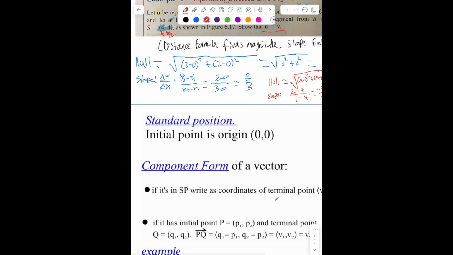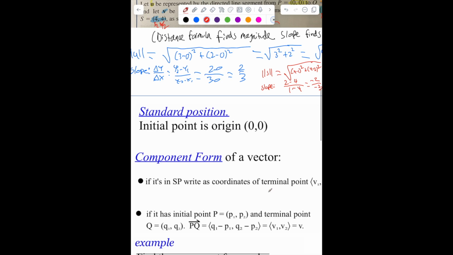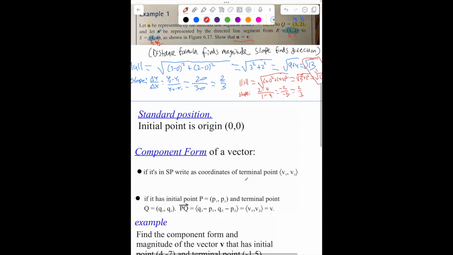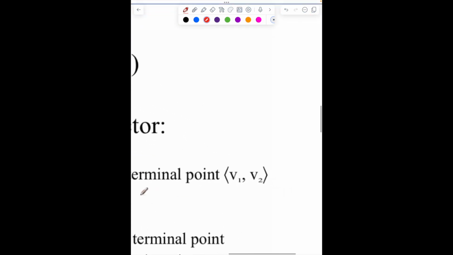So looking at the standard position, if it starts at 0, 0, if its original initial point is 0, 0, we call that standard position. And if it is in standard position, then we write it in what's called the component form. Really all we're looking for is the ending. Because we know it starts at 0, 0, I want to know, where does that line end? What direction, what's the magnitude, how far is it going, but where does it end? And we do that in this form.